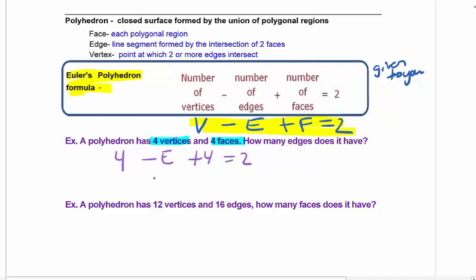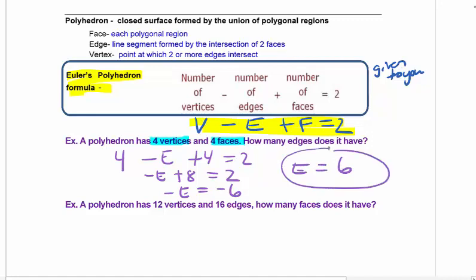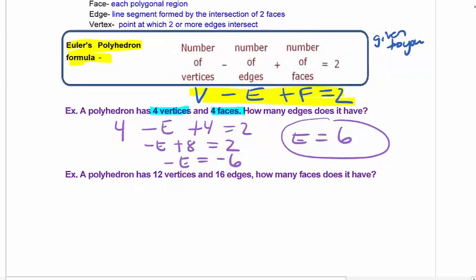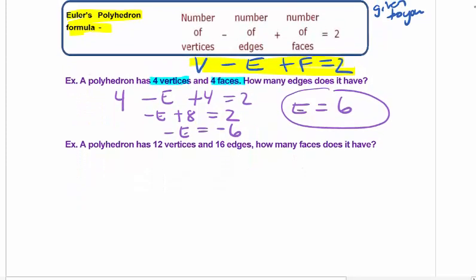4 plus 4 is 8. Subtract the 8 over, that gives me a negative 6. Divide both sides by negative 1. My edges for this problem is 6. You can use an X as well instead of an E for the edges. It's up to you. Just realize again, you can't have a negative for an answer here. You can't have a decimal. If you're getting a negative or a decimal, you did something wrong.